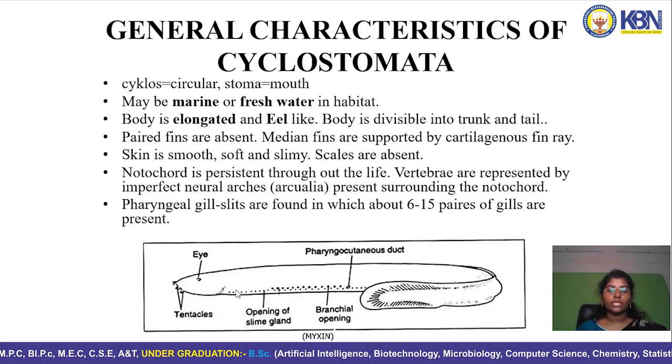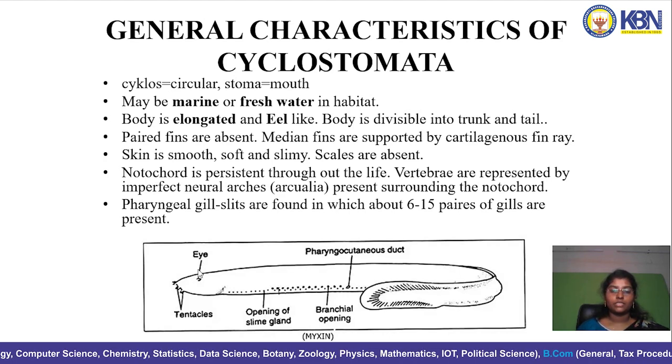In the diagram, we can see that this is the mouth region. In the mouth region, we can observe finger-like projections called tentacles. They help to grasp any substratum. Next, this one is the eye, and these are the openings of the slime gland.